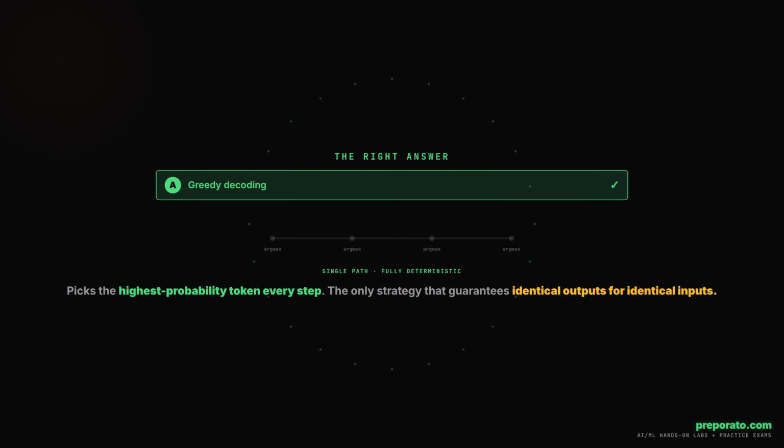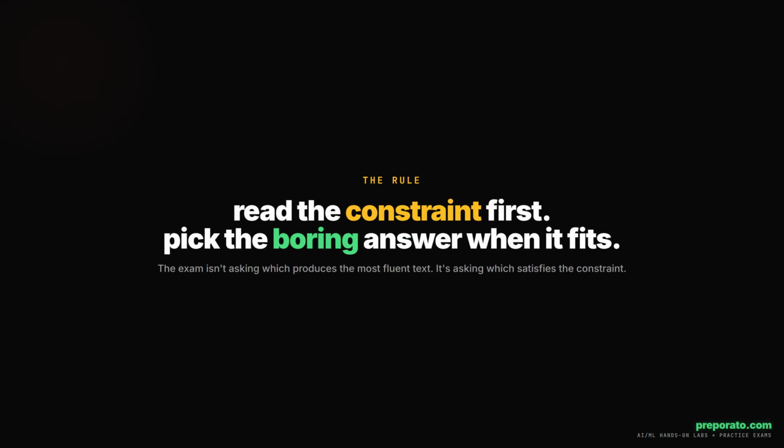The right answer is A, greedy decoding. It picks the highest probability token at every step, which is the only strategy that guarantees identical outputs for identical inputs. The exam isn't asking which strategy produces the most fluent text. It's asking which one satisfies the constraint. Read the constraint first, then pick the strategy that meets it, even when the answer feels boring.